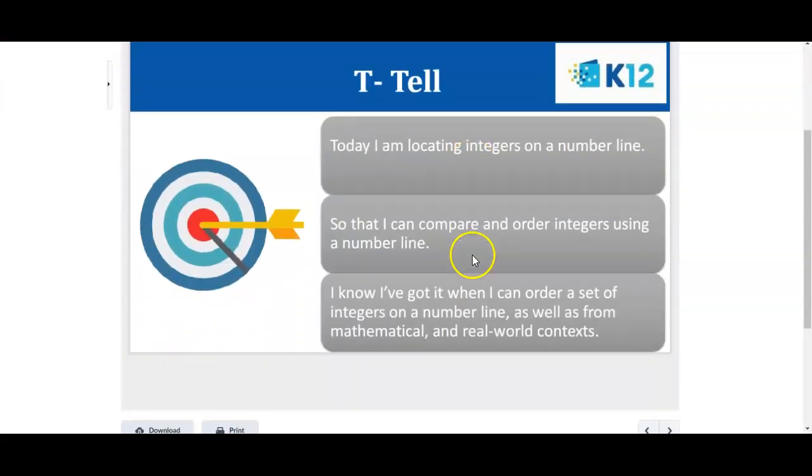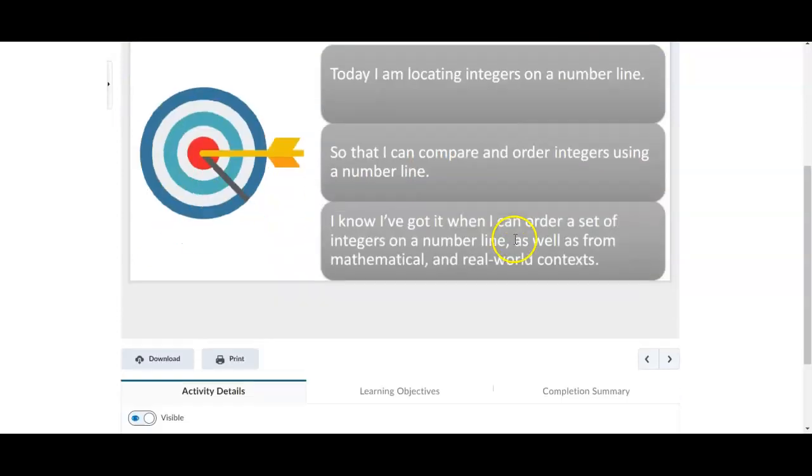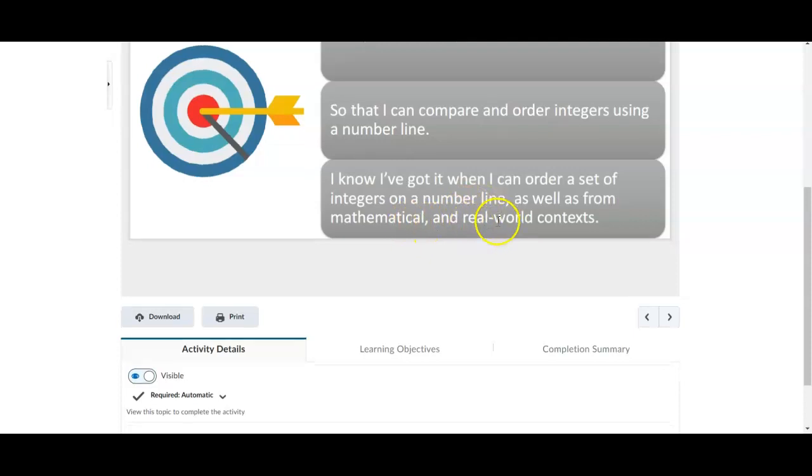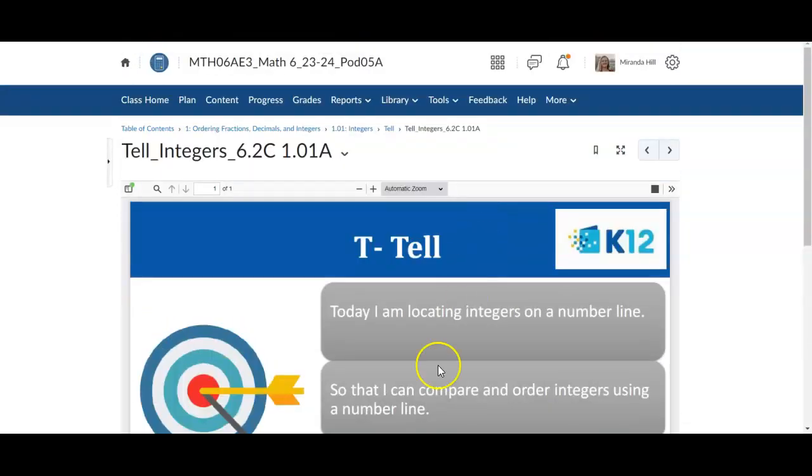Okay, today I am locating integers on a number line so that I can compare and order integers using a number line. I know that I've got it when I can order a set of integers on a number line, as well as from mathematical and real world context. That's it. That's all that is. Okay, so then you want to go back.